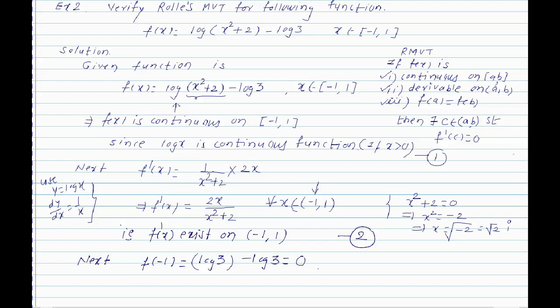And what is f of plus 1? 1 square is 1, 1 plus 2 is 3, again we get log of 3 minus log of 3, so the difference is 0. Therefore values of f of x at end points are equal. So all the three conditions of Rolle's mean value theorem are satisfied on closed interval minus 1 to 1.